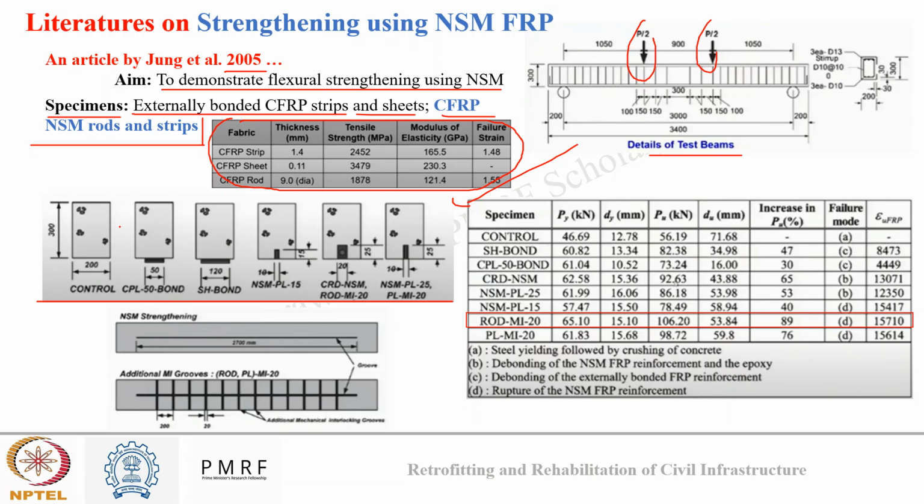So first was my control sample, which didn't have any FRP. Second was my externally bonded FRP sample. You can see here externally bonded FRP is attached. Here you can see again one more FRP strip or sheet is attached. Here there was a strip, here there is a sheet. Here you can see an NSM plate is used as FRP.